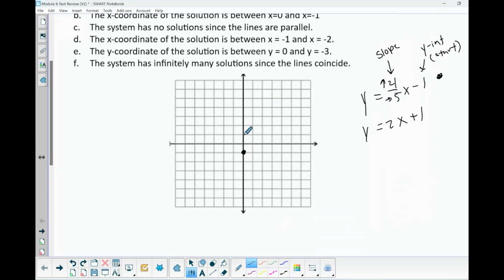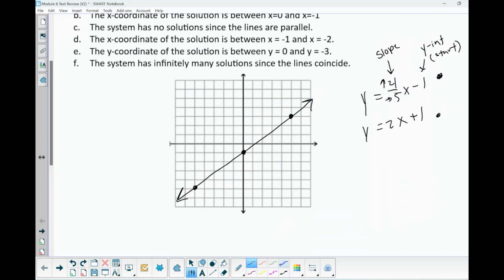So I'm going to go up 1, 2, 3, 4 over 1, 2, 3, 4, 5. You can also go the opposite direction, doing the complete opposite: down 4, 1, 2, 3, 4, to the left 1, 2, 3, 4, 5. Connect our dots, and we have our line. And now we can do the next one.